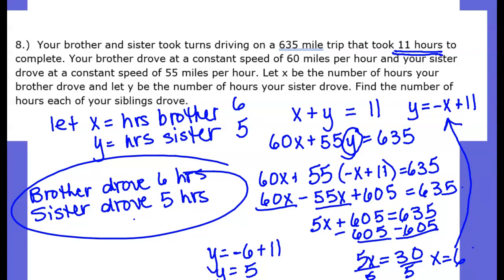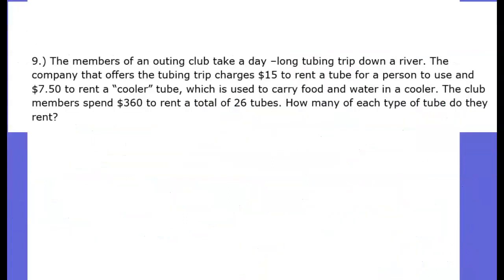All right, so the key to it is identifying the two variables and then the two equations. Moving on to the next one. It says the members of an outing club take a day-long tubing trip down a river. The company that offers the tubing trip charges $15 to rent a tube for a person to use and $7.50 to rent a cooler tube, which is used to carry food and water in a cooler. The club members spend $360 to rent a total of 26 tubes. How many of each type of tube did they rent?